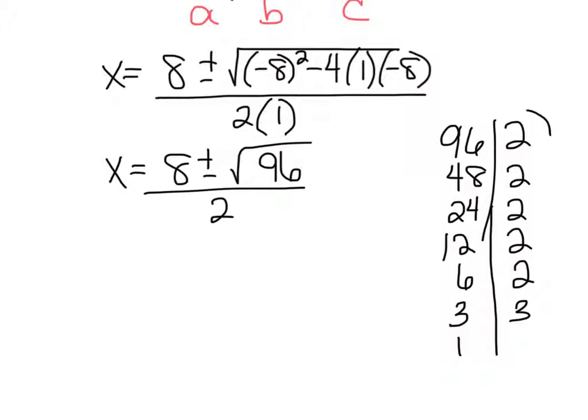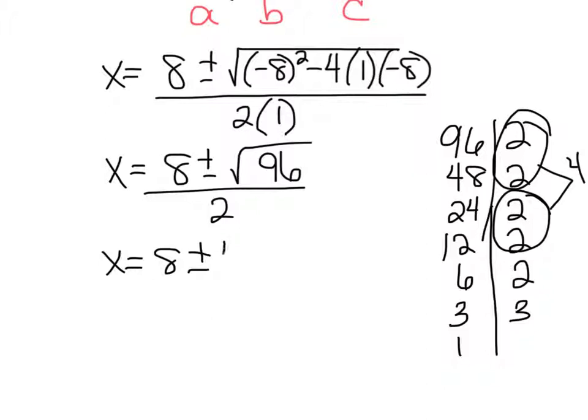So pairs-wise, I have a pair of 2's, another pair of 2's. So we're now going to have x equals 8 plus or minus the 2 pairs of 2's. 2 times 2 is 4. The 2 and the 3 don't have a buddy, so they have to stay inside, which is 6. And then it's all over 2. Since we couldn't actually break this one apart, we're going to leave it in the square root form. The last thing we check is any number outside the radical. Inside doesn't count. We want to see if they're all divisible by a number. They're all divisible by 2.